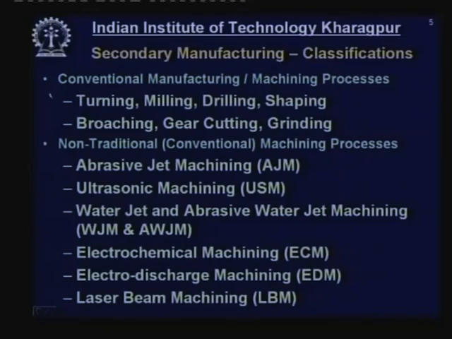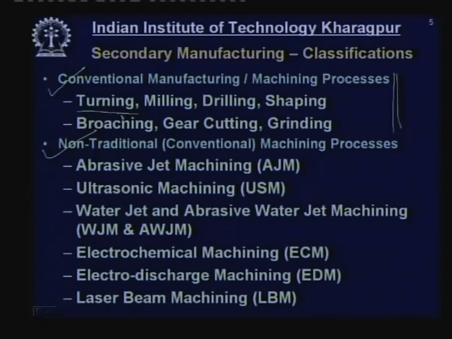In today's manufacturing processes course, we are dealing with all secondary manufacturing processes. There are two major divisions: one is conventional manufacturing or machining processes, and the other is non-traditional machining processes. In other modules, non-conventional machining processes are dealt with, and today we are starting with non-traditional machining processes, module number 9.